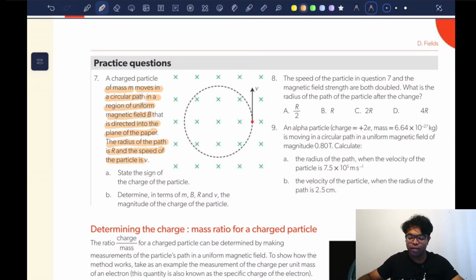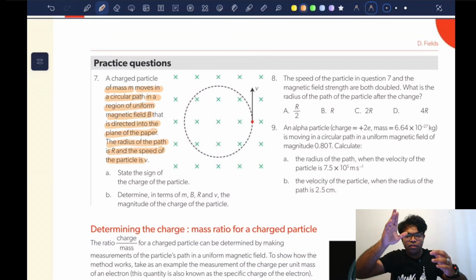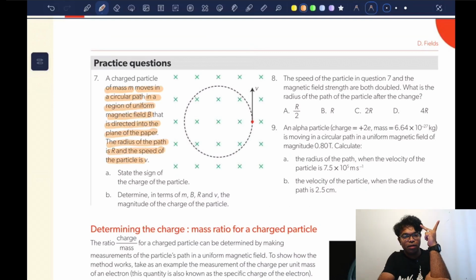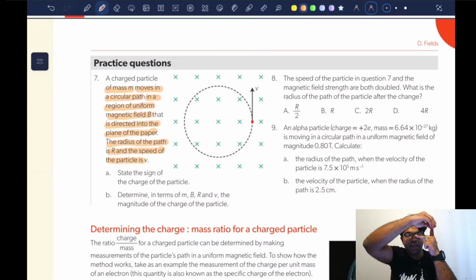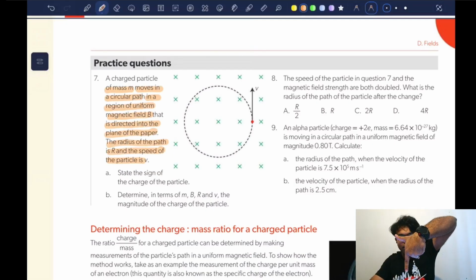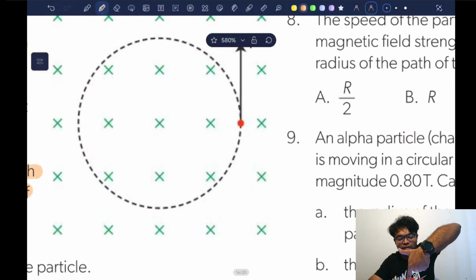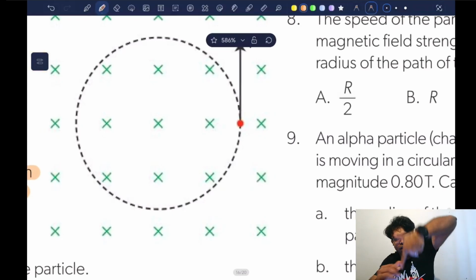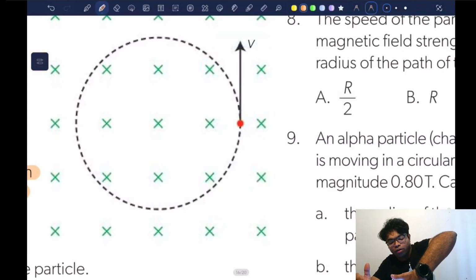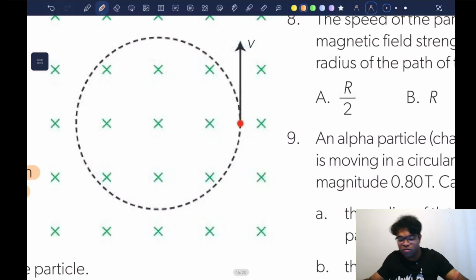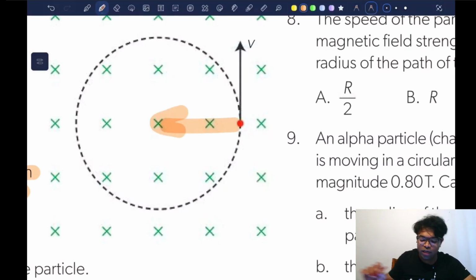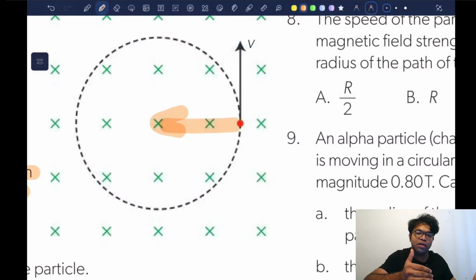Now, use your left hand. Keep your left hand above. The magnetic field is downwards. Now, we know that the force, you see the red dot here? Keep your index finger pointed downwards on this red dot. Then you see that the force is acting inwards, right? Then and only then what will happen? If the force is acting inwards, then and only then it will move in a circular path.